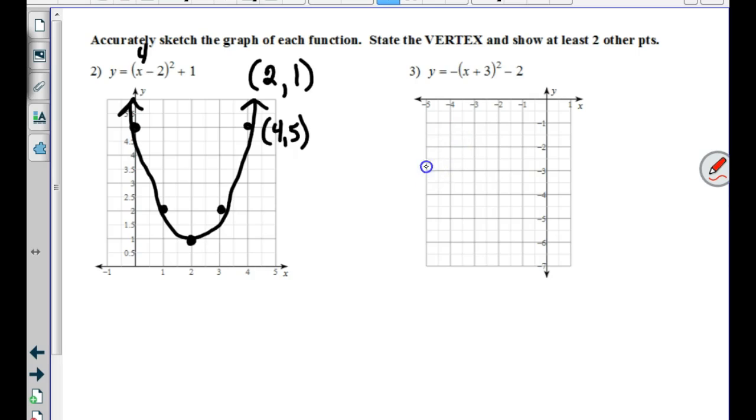All right. This one, what's changing? Well, where's the vertex first? -3, -2. And what else is different about this one? Yes, this A is -1. So it's going to open down. But it's still a 1. So when I go out 1, it's still going to go 1. When I go out 2, I'm going to square it, and it means I'm going to shift down 4.